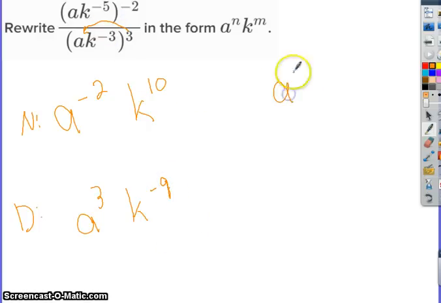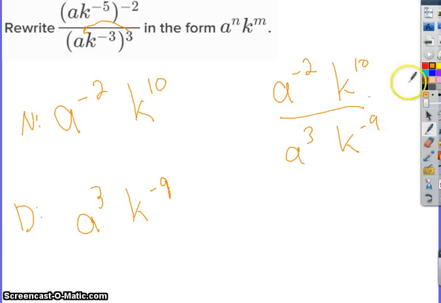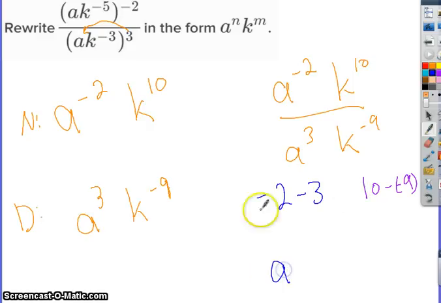And then putting them together, a to the -2, k to the 10th over a to the 3rd, k to the -9th. For the a's, the exponent is -2 minus 3, and for the k's, the exponent is 10 minus -9. So for the a's, -2 and -3 make -5, and for the k's, this is a keep, change, 10 and 9 make 19. I can do a better 9 than that. 19. All right, so that's these notes for 17.